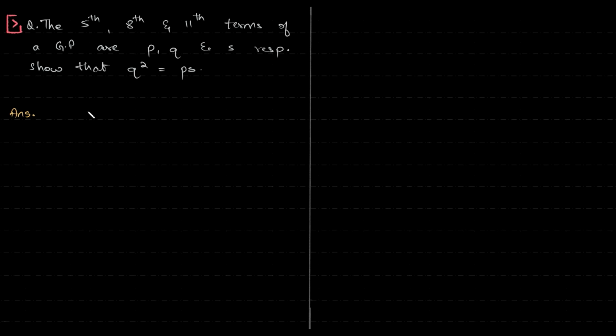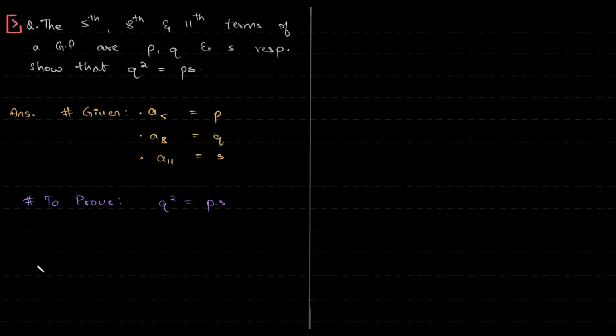The fifth term, eighth term and 11th term of our GP are P, Q and S. So we have the following information given: the fifth, the eighth and the 11th term have been given, and then we have to prove Q square is equal to P into S.